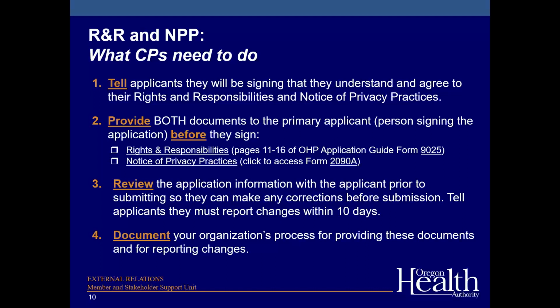And then you need to tell them that it is their obligation and they're agreeing to report changes within 10 days. So there's two pieces in there, right? Review application information and reporting changes. And the last thing you need to do at the organization level, this is not at the individual applicant level, but you need to document your organization's process for providing these documents and for reporting changes. And we'll give you examples of documentation. So we're going to go through some details about these things that hopefully will clarify some of the questions you might be having.